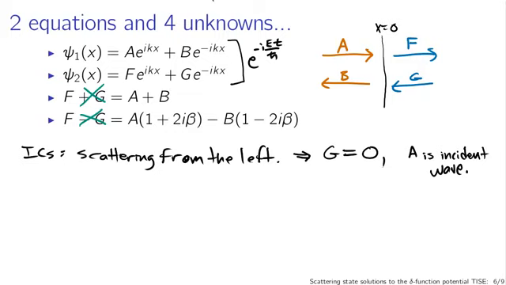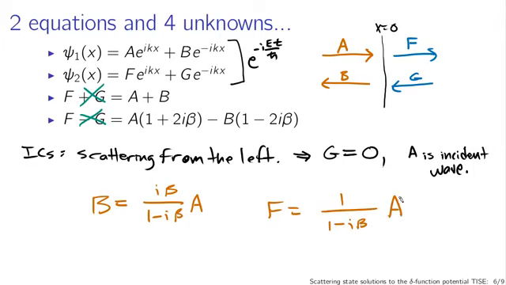And if you go through that exercise and solve for F and B, what you end up with is B is equal to i beta over 1 minus i beta times A, and F is equal to 1 over 1 minus i beta times A. So this tells us what B is in terms of A and what F is in terms of A. That's pretty good.